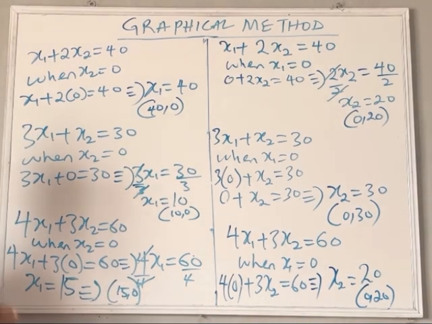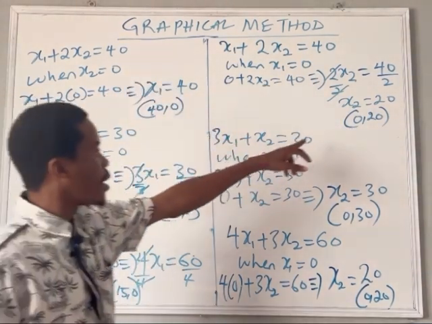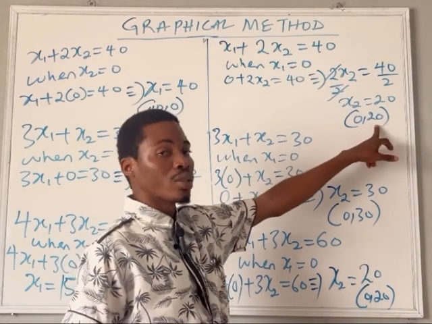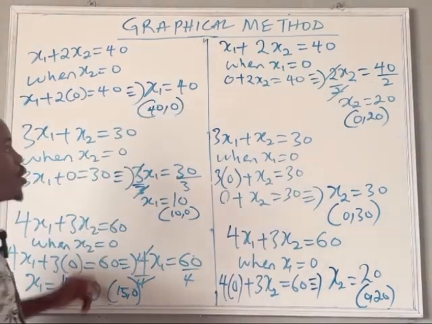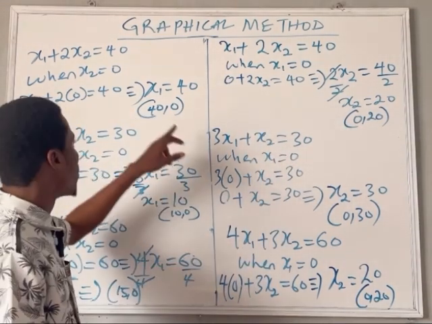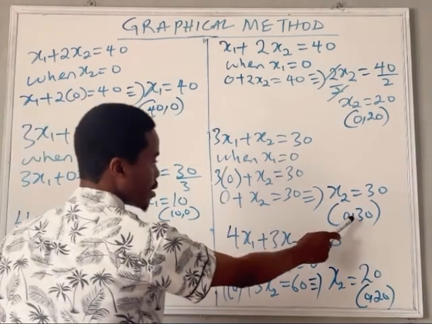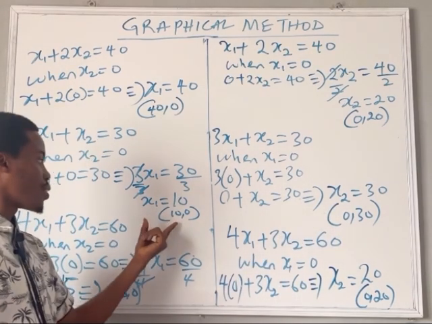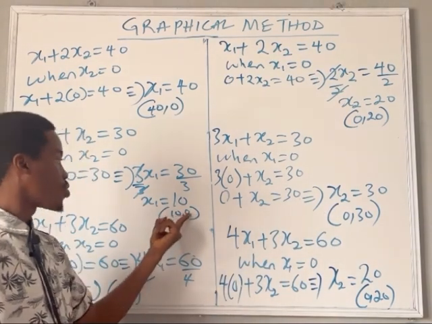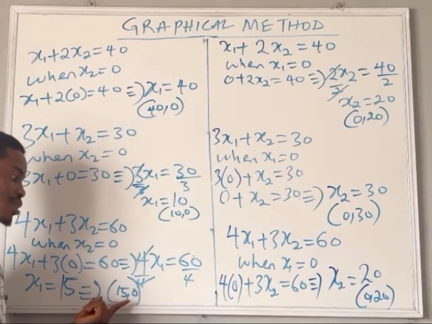So these are the coordinates of the constraints. We are going to locate them and plot a graph on them. When x1 is 0, s2 is 20. We are going to mark and draw the graph on it. When x1 is 40, s2 is 0. When x1 is 0, s2 is 30, and when x1 is 10, s2 is 0. When x1 is 0, s2 is 20. When x1 is 15, s2 is 0.